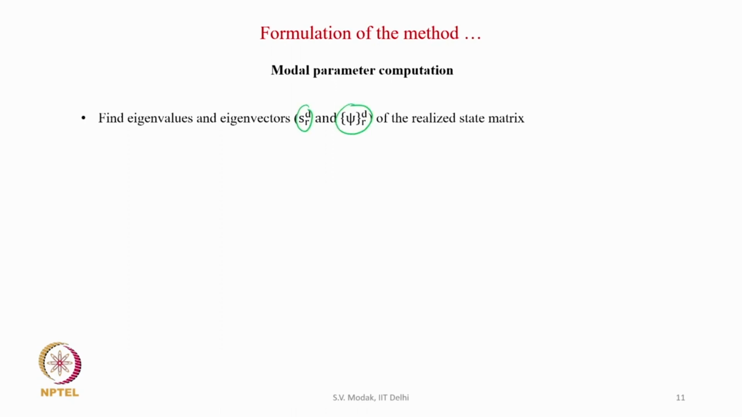So here D has been used to represent association of these eigenvalues and eigenvectors with the discrete state space model. And now previously we got a relationship between the state matrix in continuous time and state matrix in the discrete time. That same relationship can be used to convert the eigenvalue from discrete time to continuous time. So here SR is the eigenvalue in continuous time, while SRD is the eigenvalue in discrete time.